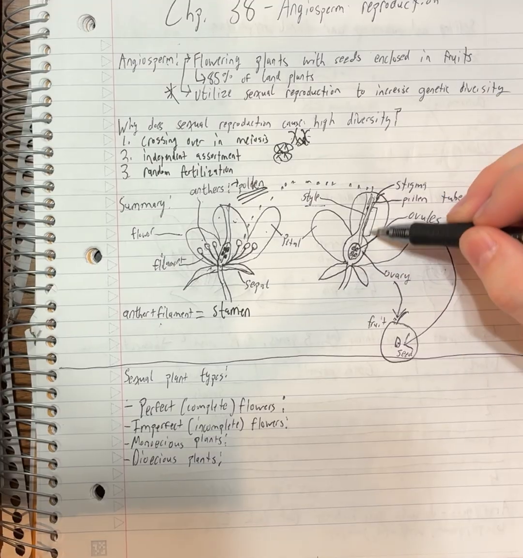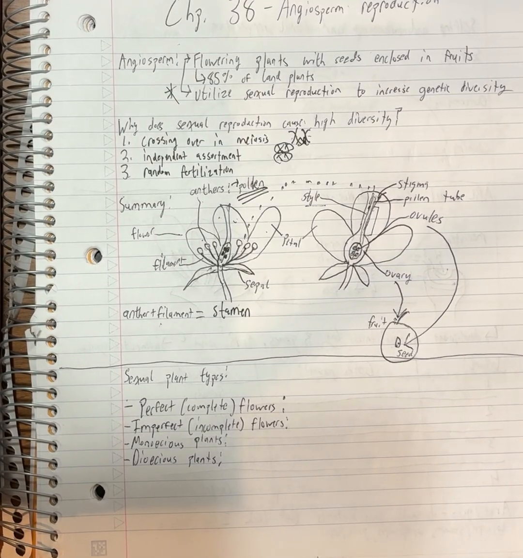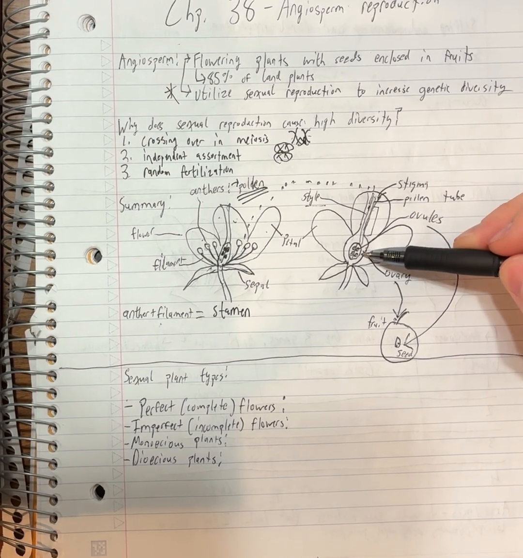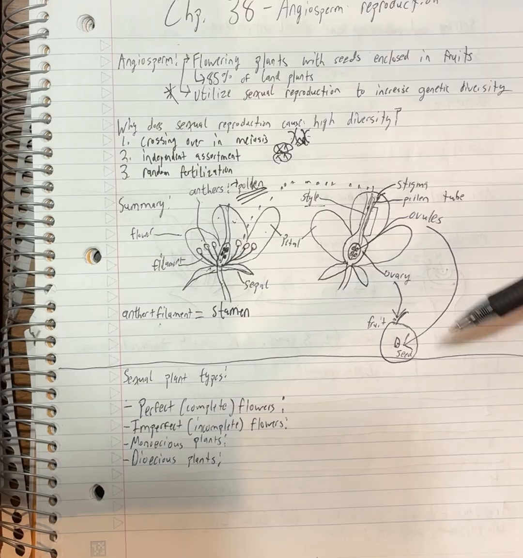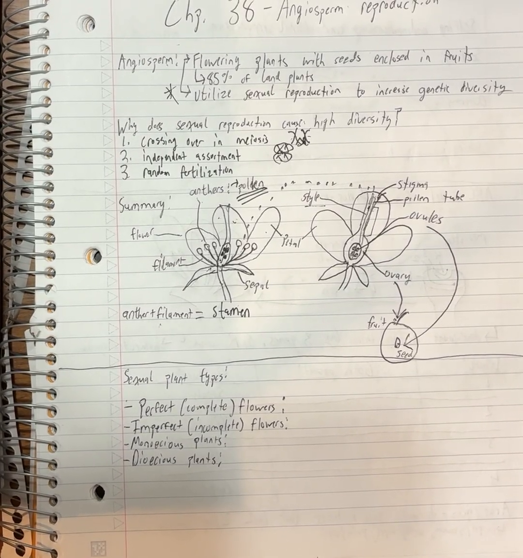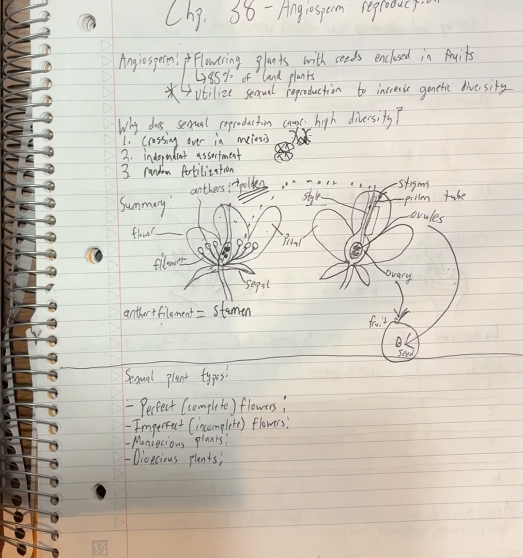And so this is the ovary. This whole structure is the ovary, which is the female reproductive organ, and then that pollen is going to be able to deposit the sperm into the ovules of the ovary. All right, so that is just the rundown of the anatomy.